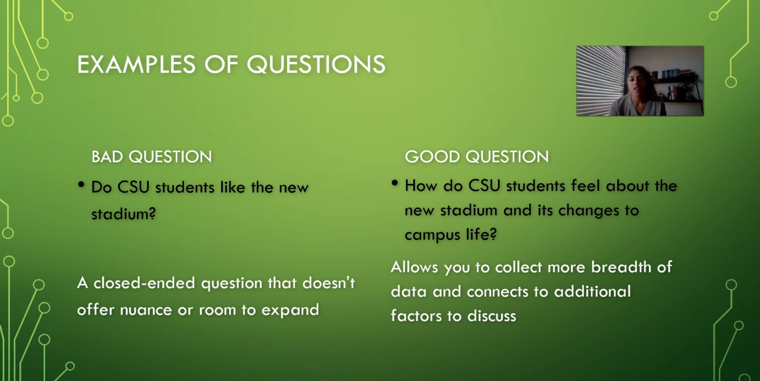So instead, you could write a proposal around: how do CSU students feel about the new stadium and its changes to campus life? Now you're collecting more data. You get to know more about how they feel, specifically about campus life, and it opens things up and gives you a lot more room to research and explore, and then hand over a more complete proposal document to, say, the admin offices, so they could do something with it rather than just knowing whether students like it.